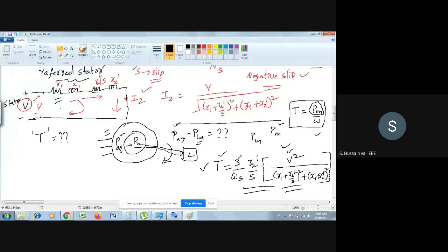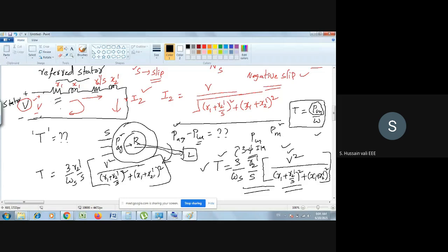Now what about this three? Let me clarify. This is for a three-phase induction motor. We were discussing a three-phase induction motor, so you get three here, because three phases are there, it is multiplied with three. I will rewrite once again so that you can easily remember: 3 by omega s, r2 dash by s, V square by (r1 plus r2 dash by s) whole square plus (x1 plus x2 dash) whole square. So this is the thing. Now I would like to stop this here itself.